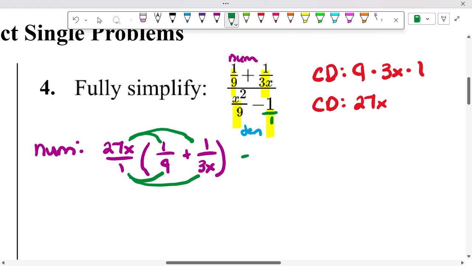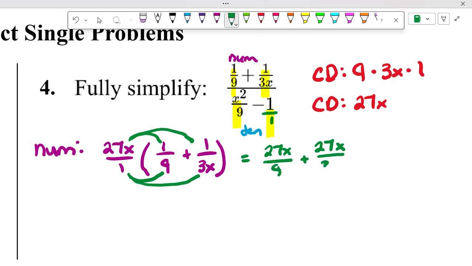So what's 27x times 1? Guys, 27x times 1. 27x. Thank you. So that'll be the same for both. And then 1 times anything is itself. This is 9. And this is 3x.